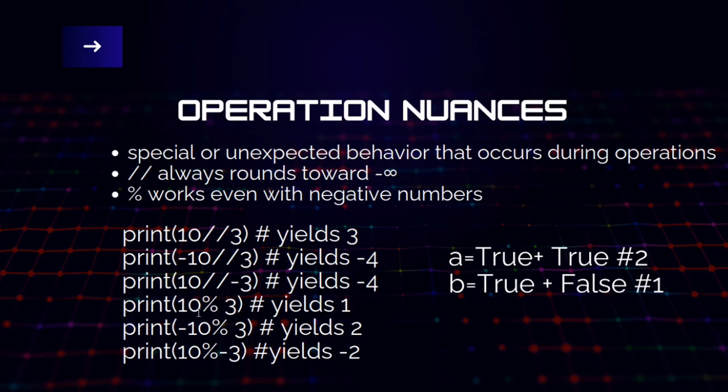print(10 % 3) gives 1. print(-10 % 3) gives 2. The remainder of this will give 2. print(10 % -3) gives -2. And a = True + True will give output 2. True has value 1 and False has value 0. So b = True + False means 1 plus 0 is 1.